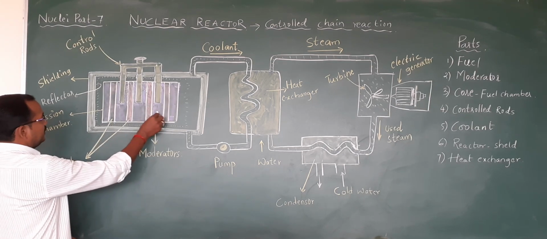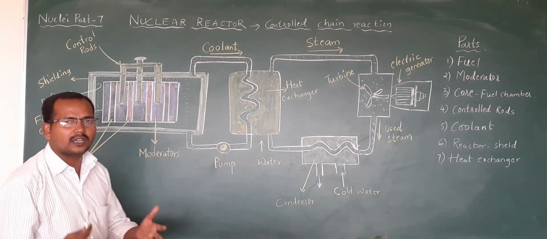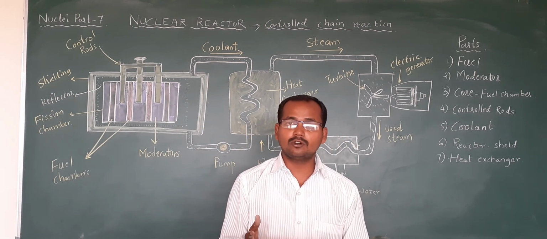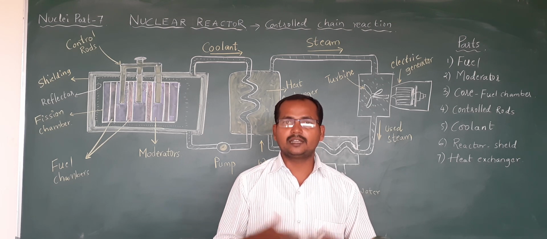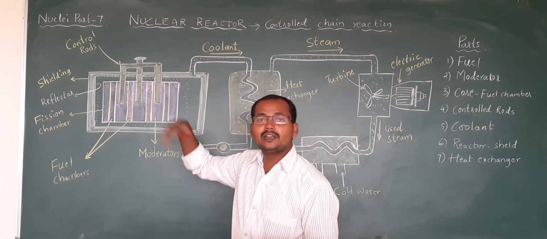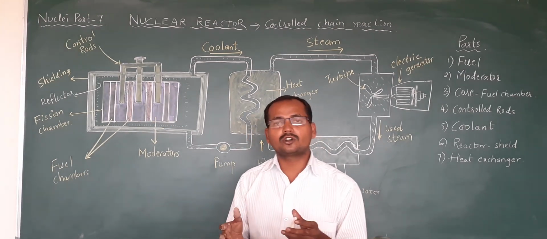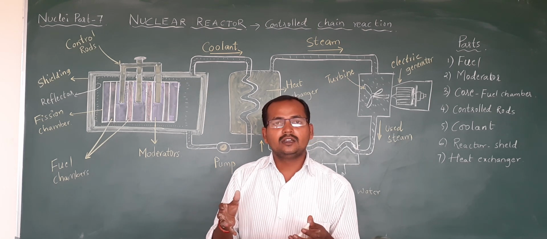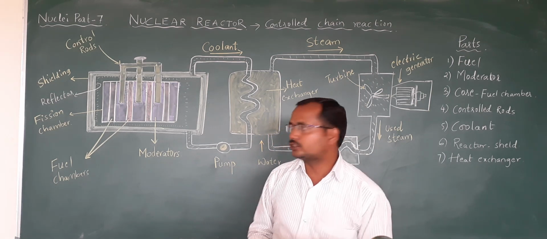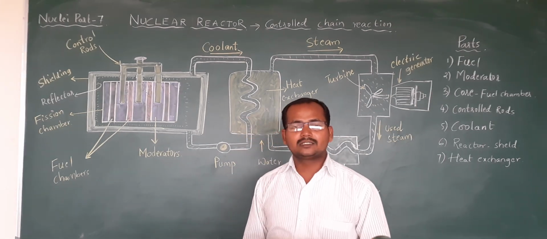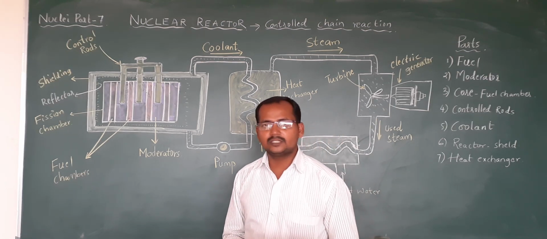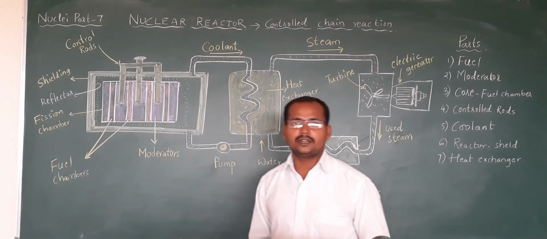Now next will come the moderators. Here this color is called the moderators. Why are the moderators important? In nuclear fission we use slow neutrons, but generally we get only fast neutrons. By using these moderators, those fast neutrons become slower. To make a nuclear fission we want slow neutrons, and to produce slow neutrons we use moderators. The general moderators used are heavy water or graphite, right?